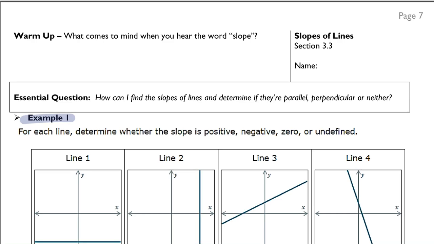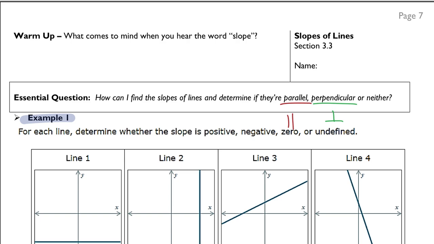Hello and welcome. This is section 3 of chapter 3, so 3.3, with slopes of lines. So we're going to be finding the slope of lines and talking about parallel, perpendicular, or neither. As we've already been working on, parallel is this symbol here. Perpendicular, if you forgot, is this symbol, means they intersect at a 90-degree angle or a right angle.